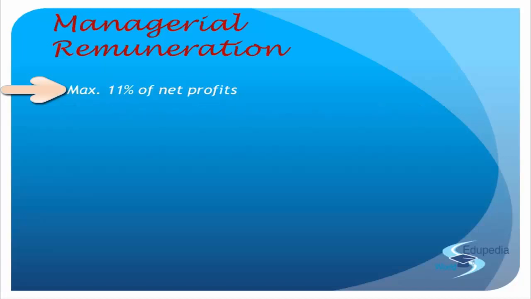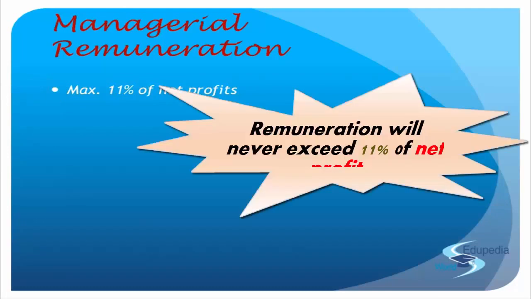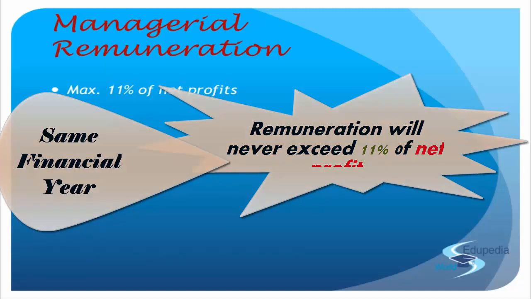But again, there are lots of conditions and ifs and buts that are attached to it. But in general, if you want to remember, just remember one simple number, that is 11, and that is cumulative, right? So all the managerial personnel combined, the maximum remuneration paid is 11% of the net profit, right? So your remuneration will never exceed 11% of net profit. Always remember, we're talking about net profit. And that is also for the same financial year.